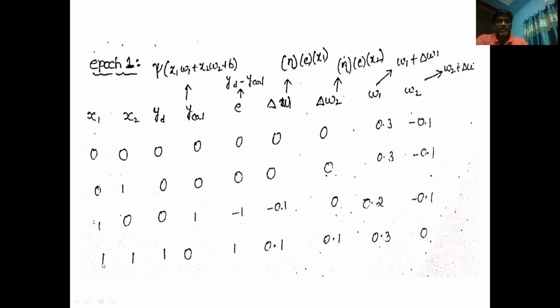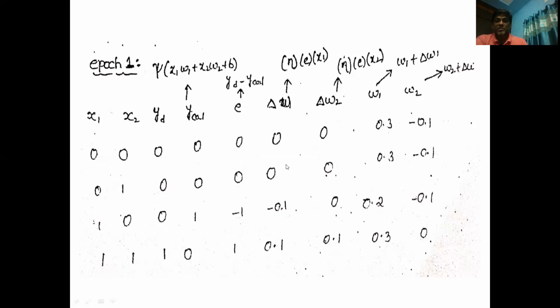The next input vector is 1 and 1. The desired output is 1, but the calculated value is 0 because 1 into 0.2 plus 1 into minus 0.1, that is 0.1, plus 1 into minus 0.1, the bias value. Bias is minus 0.1, remember that. Therefore, it becomes 0. The calculated value is 0. Therefore, the error term becomes desired minus calculated value, 1 minus 0, which is 1.